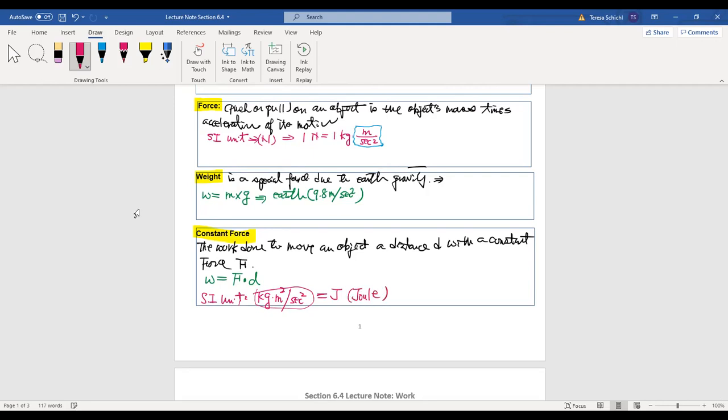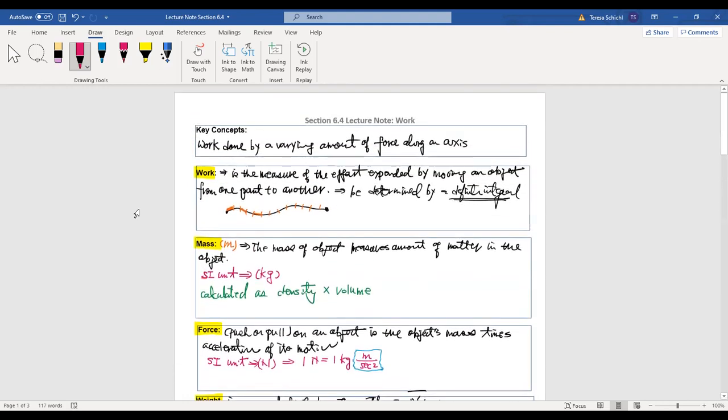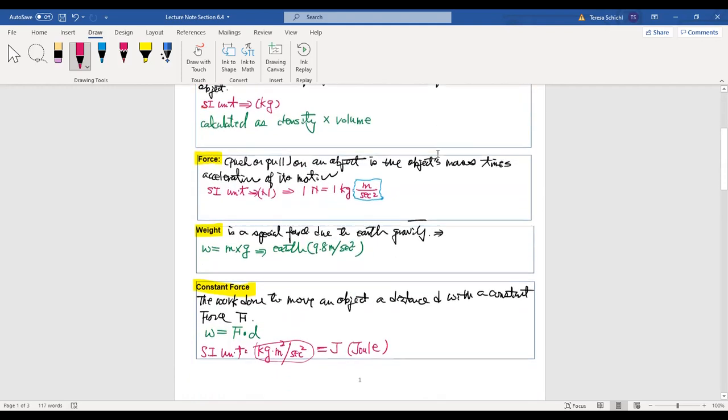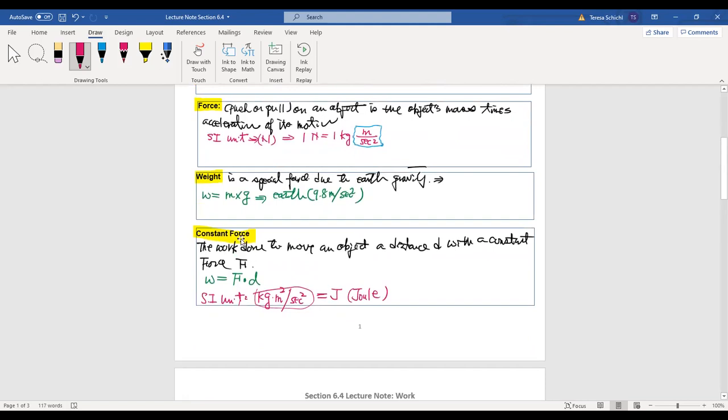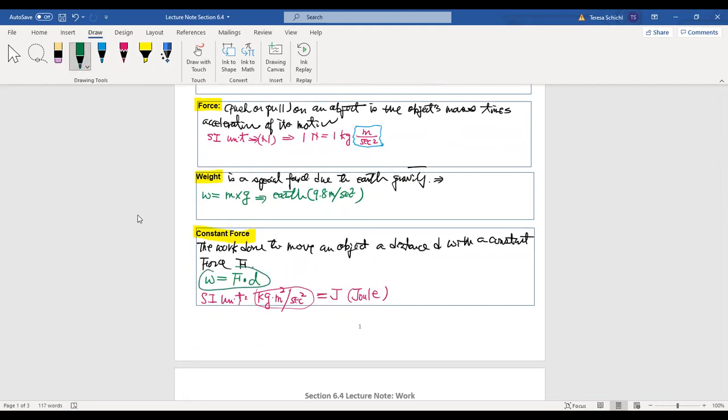All right. So like I said, those are some very fundamental definitions about physics: what is the mass, force, weight, and work? How do we define moving an object from one point to another? Finally, the first case is a constant force, and the work is pretty easy. It will just be that force times the distance you move.